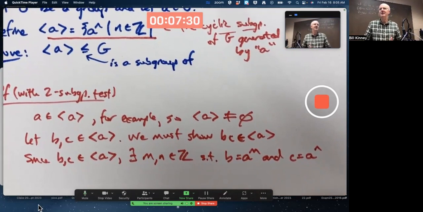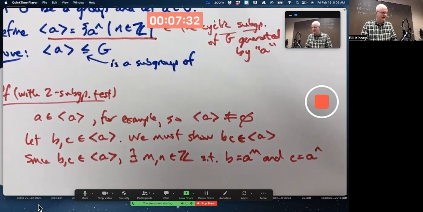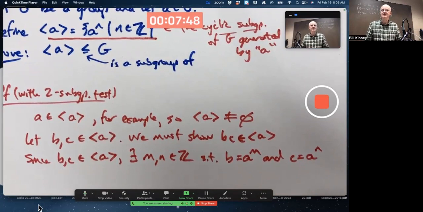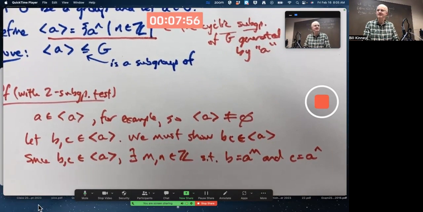I think when the book proves this, the author doesn't bother with the B and the C. Just jumping right to saying, oh, let A to the m and A to the n be arbitrary elements of this set here. And if you did it that way, that's fine. That's great. But maybe if you're feeling uncomfortable about that and you want to do it in the way that makes the most sense with regard to the tests, maybe you do something like this.